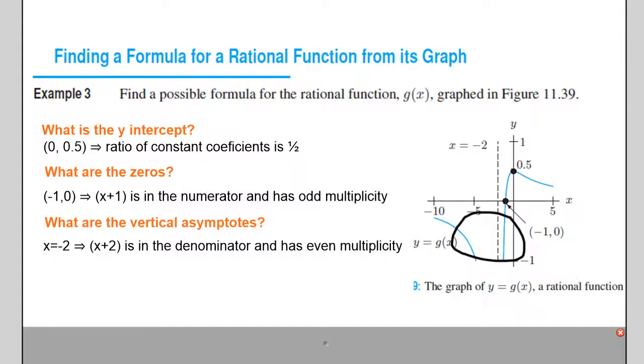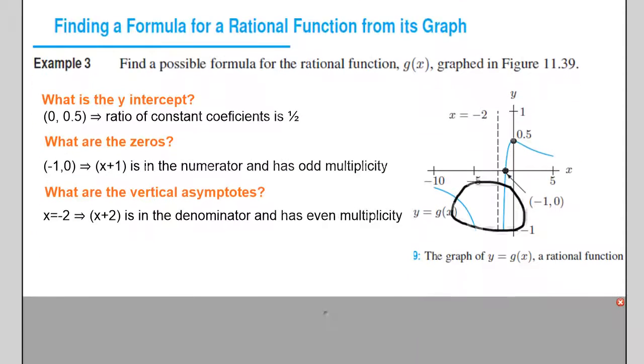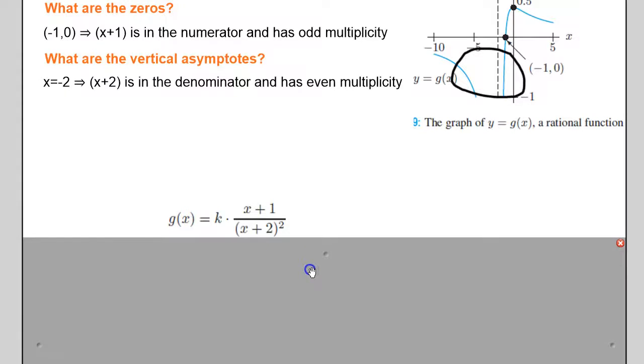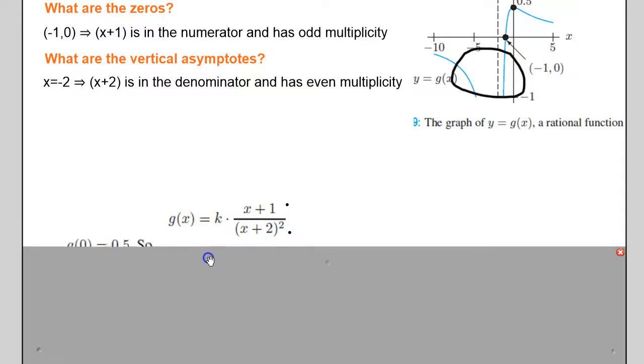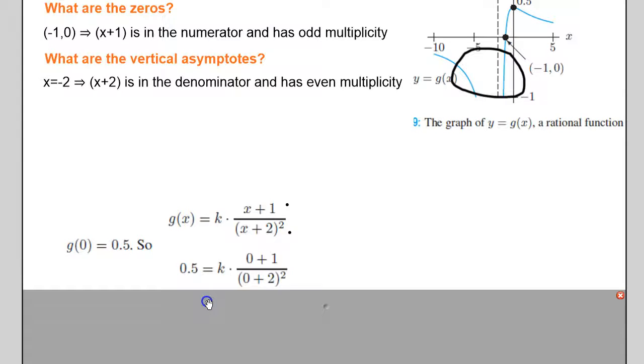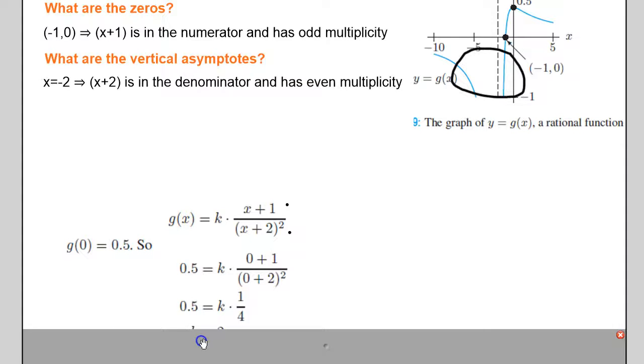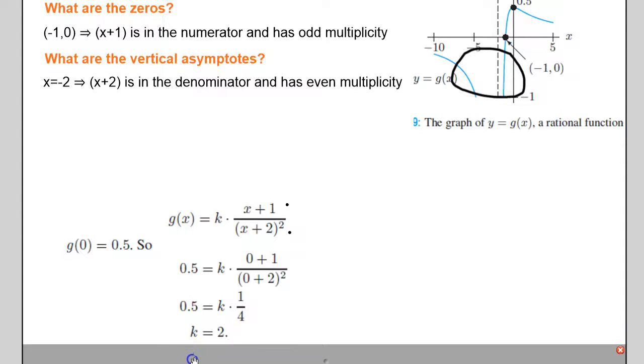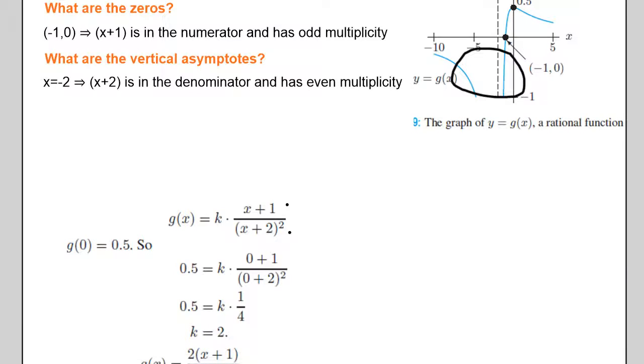So I can come up with a possible explanation right here. This is a possible formula, taking advantage of all those three things we talked about: the 0, the vertical asymptote as well. And we're going to use the fact that the y-intercept is 1/2. We're going to plug 0 into this function to figure out what k is. And as you can see, k is 2. Okay, so we're going to replace that, and now we have a possible answer.